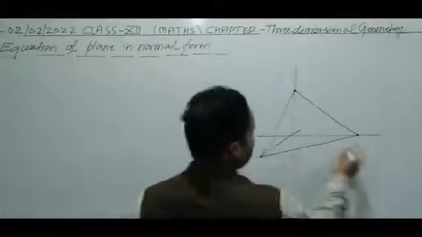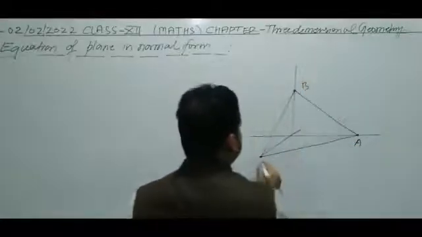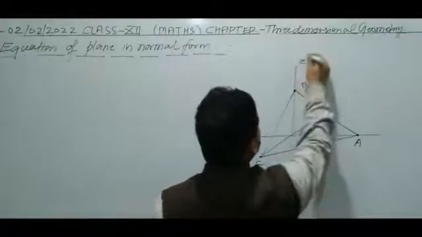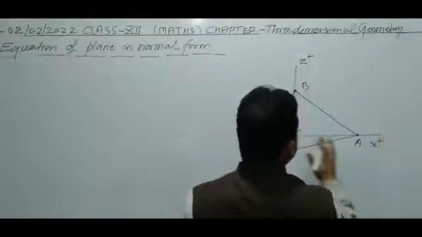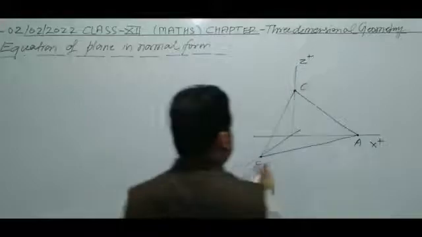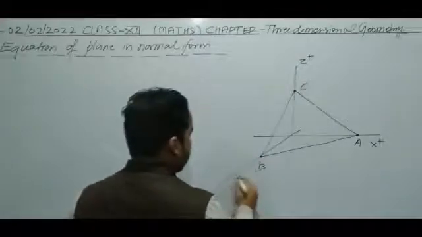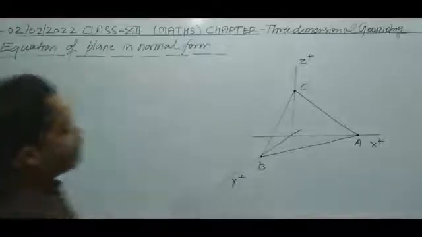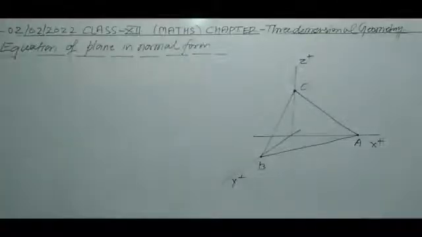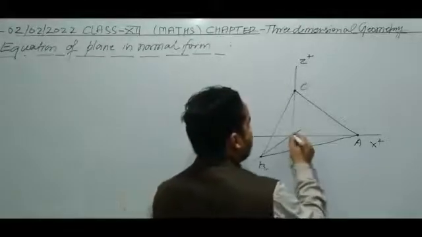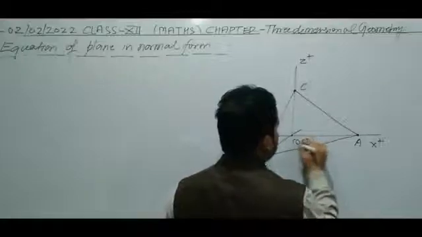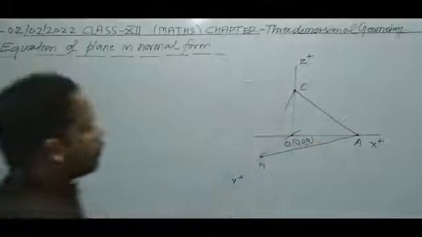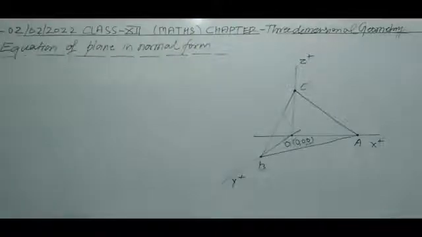We are considering these points capital A, capital B and capital C. This is the Z positive axis, this is the X positive axis, this you can consider C, and this is B. A plane as shown in figure intersects the X axis at a point A, the Y axis at a point B and the Z axis at a point C. Now we have to calculate its equation.